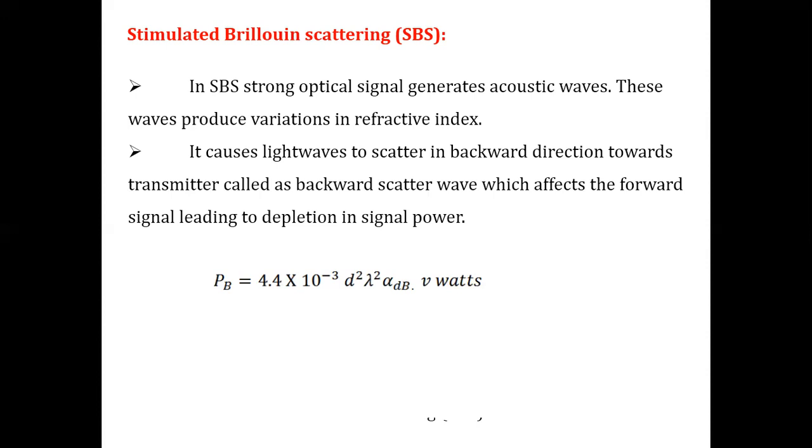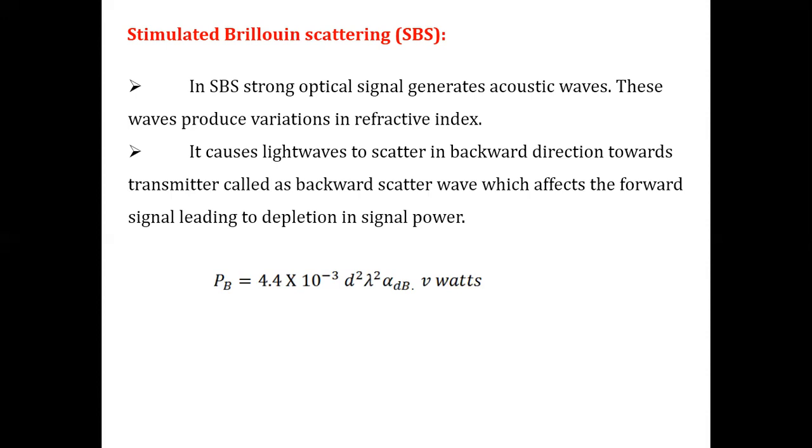Let us assume the polarization state of the transmitted light is not maintained properly. Therefore, the threshold power PB, due to Brillouin scattering, where the suffix capital B stands for Brillouin and P stands for power, is given by PB equal to 4.4 into 10 power minus 3 d square lambda square alpha dB V. Here alpha dB is the attenuation and V is the source bandwidth.